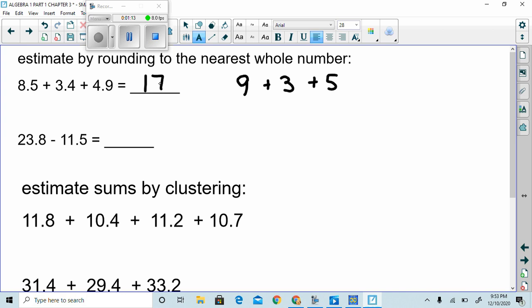In the second one, I'm going to round to the nearest whole number again, and that'll be 24. And I'll round to the nearest whole number, and that'll be 12. And I'll subtract.